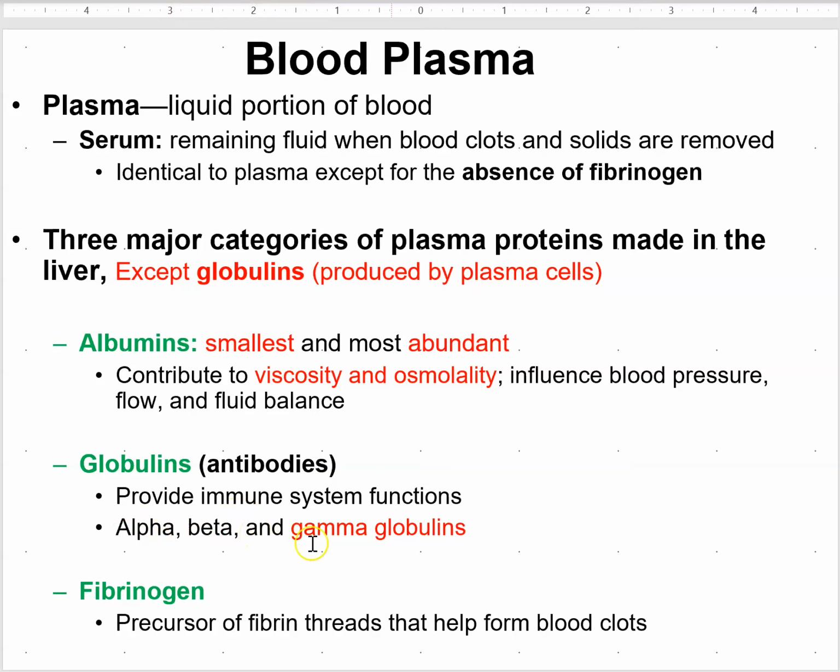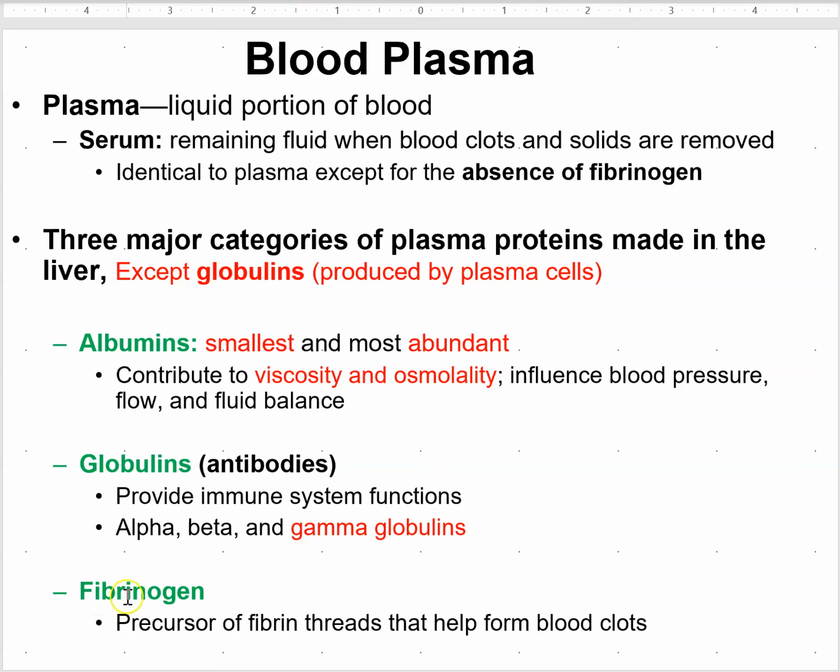And the third type of protein is the gamma globulins. Gamma globulins are the proteins that are mainly involved in the immune response. And gamma globulins are produced by the cells in the plasma. So plasma cells produce gamma globulin, and their main function is to help in the immune response.